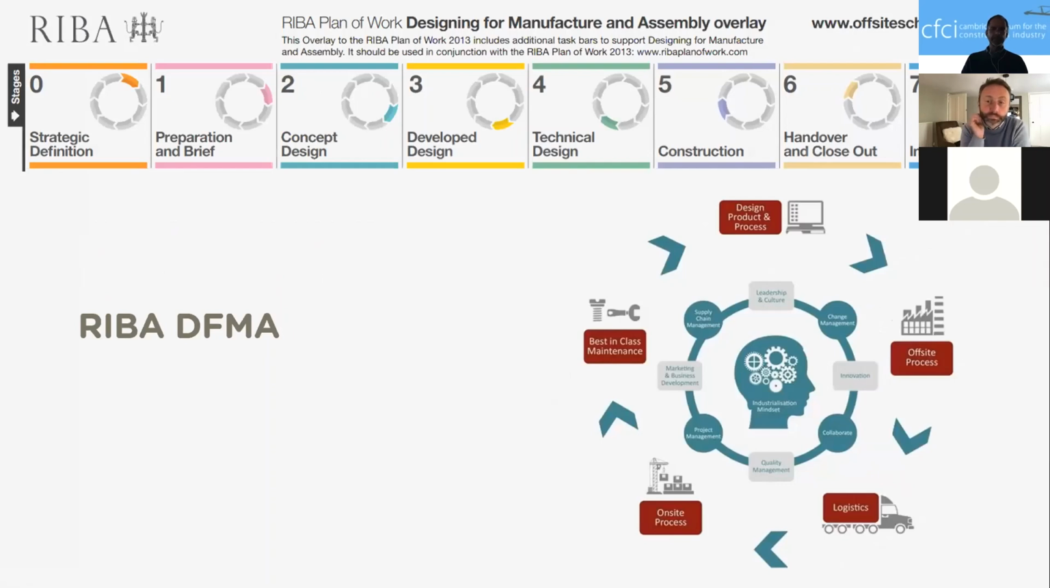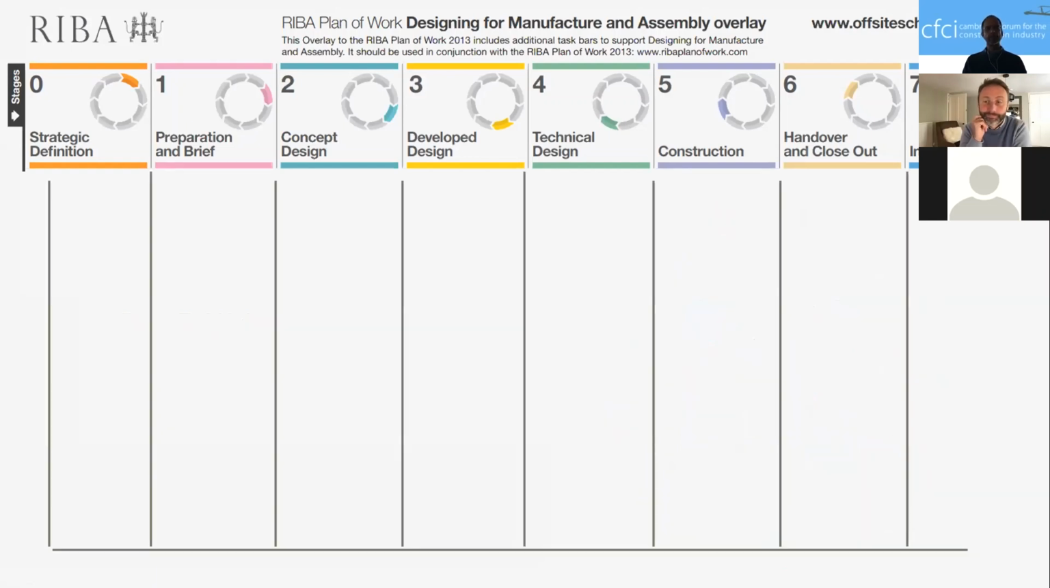Then if I think about the RIBA DFMA strategy that goes through it, and align that with trying to deliver a building at the same time as trying to develop a product, I'm not sure the RIBA stages account for that. I think they account for a product being developed first, and then you can go ahead and design your building. But trying to do one hand in hand makes it quite an interesting process.